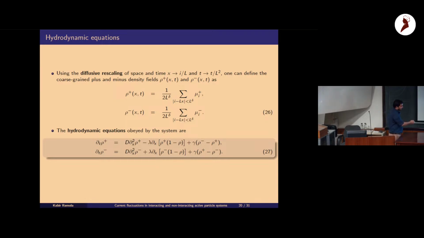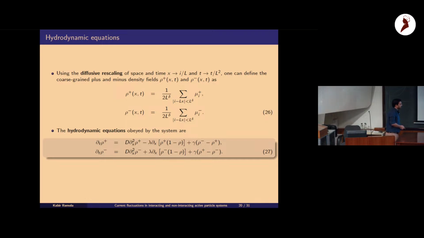There is some drift term which is coming because of the bias of the plus particles towards the right. There's an effect of the exclusion, which is this 1 minus rho term. This is very similar to the hydrodynamics of the ASEP or the VASEP. And then there's this term coming from the interconversion between the rho plus and rho minus.